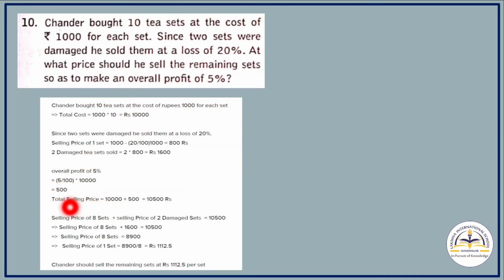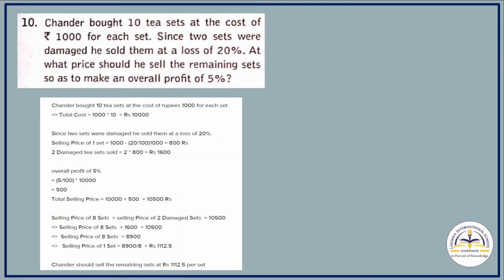Here it is given in the question. So that will be 500, and then again we have to find out the total selling price, that will be 10,000 plus 500. Now selling price of 8 sets plus selling price of 2 damaged sets equals 10,500. We have to find out the selling price of 8 sets. So when you subtract 10,500 minus 1600, you will get 8,900.